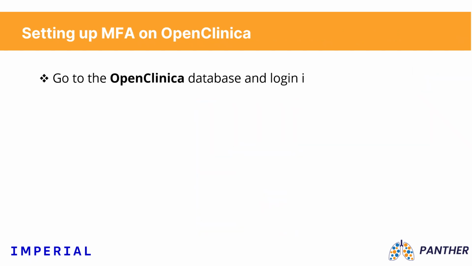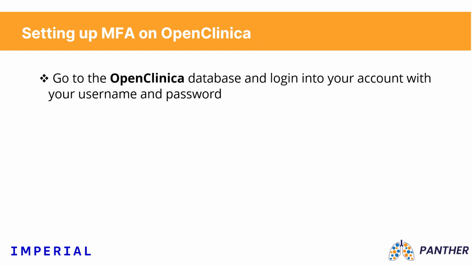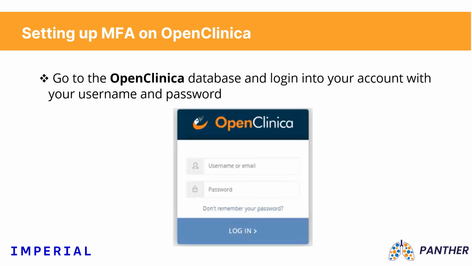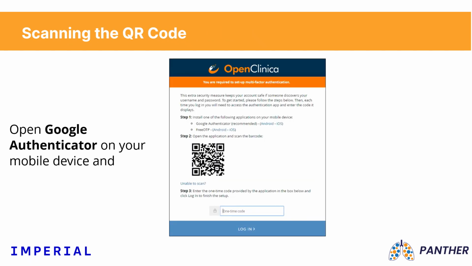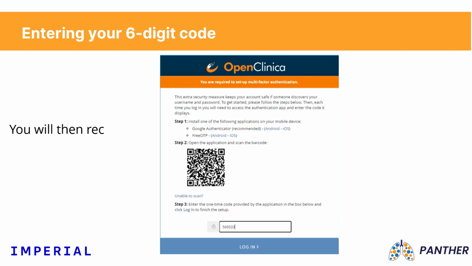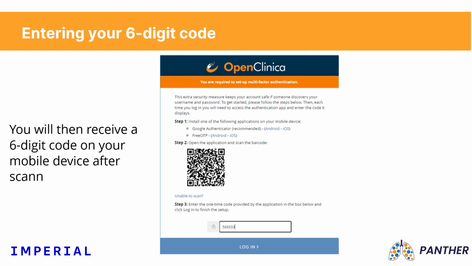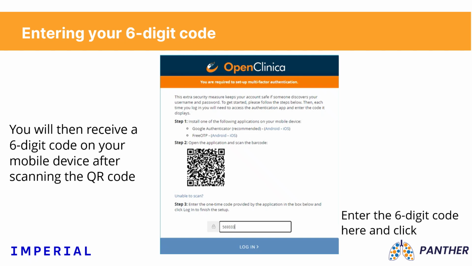Go to the OpenClinica database and log in with your account with your username and password. Open Google Authenticator on your mobile device and scan the QR code. You will then receive a 6-digit code on your mobile device after scanning the QR code. Enter the 6-digit code here and click Login.